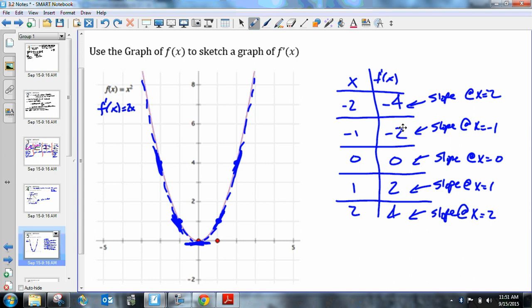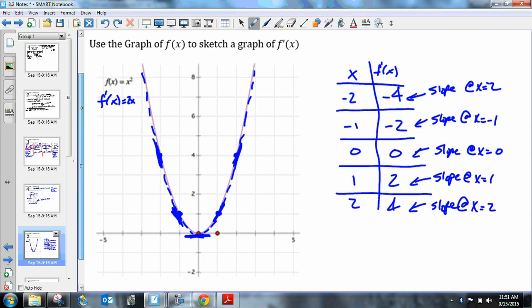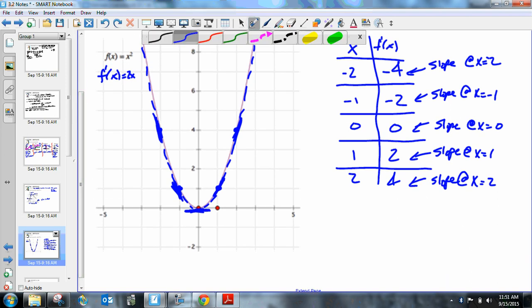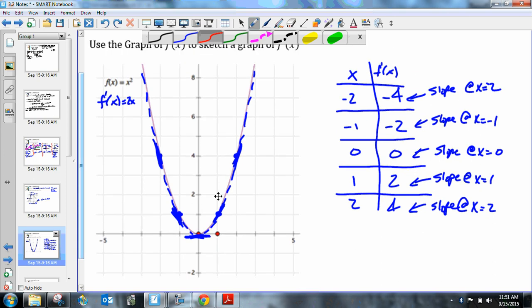Now, what hopefully you see here, guys, is that these create a function. I can actually plot these points, and bear with me on this. I get (-2, -4), that's all the way down here. I'm going to plot (-1, -2), then (0, 0), right here. If I plot the point (1, 2), I get this point, and then I have the point (2, 4).